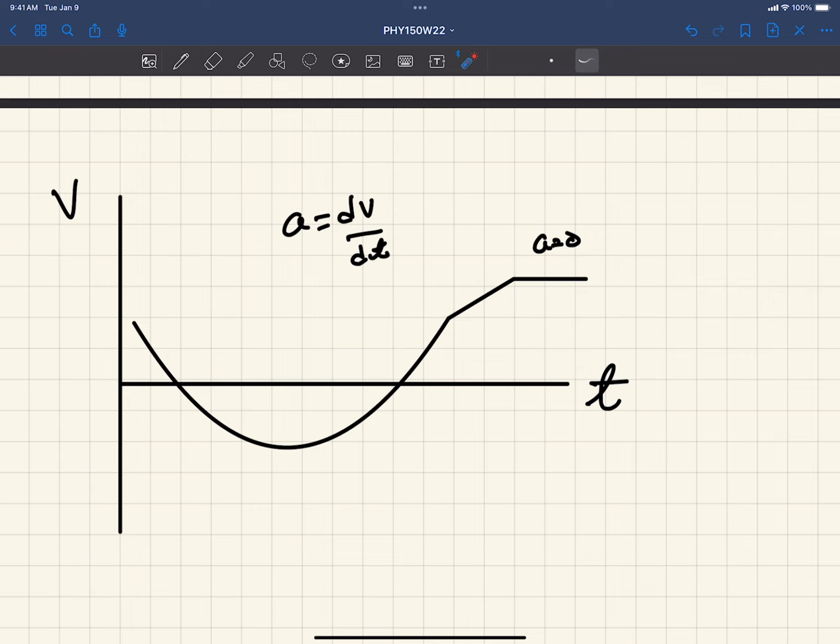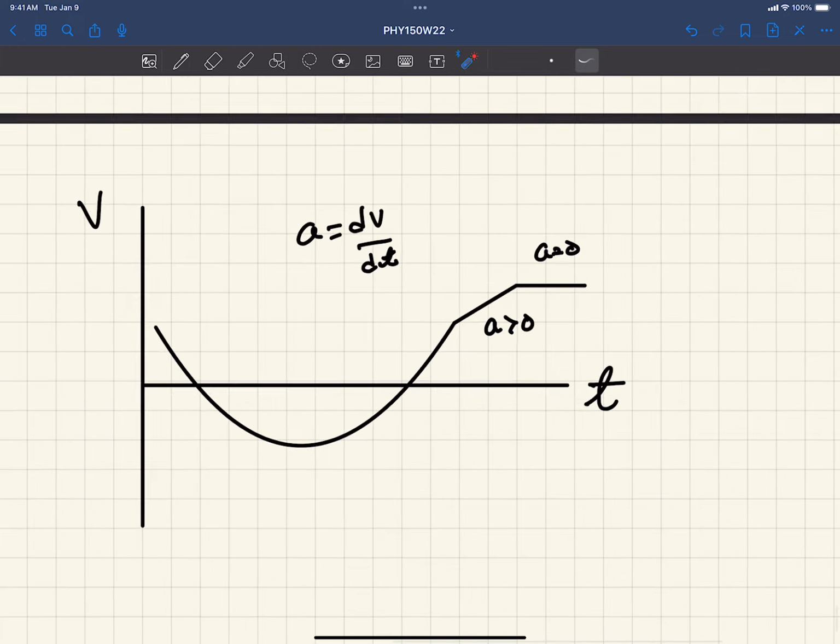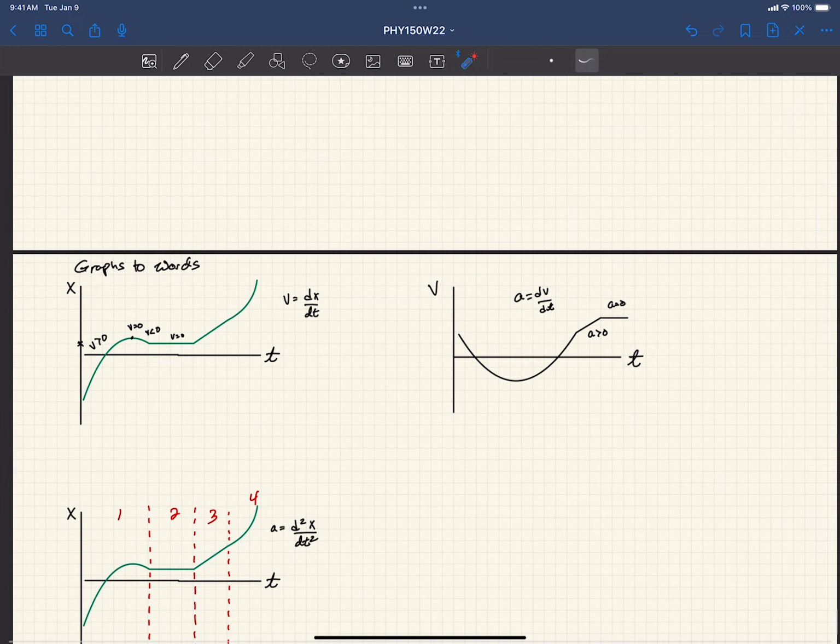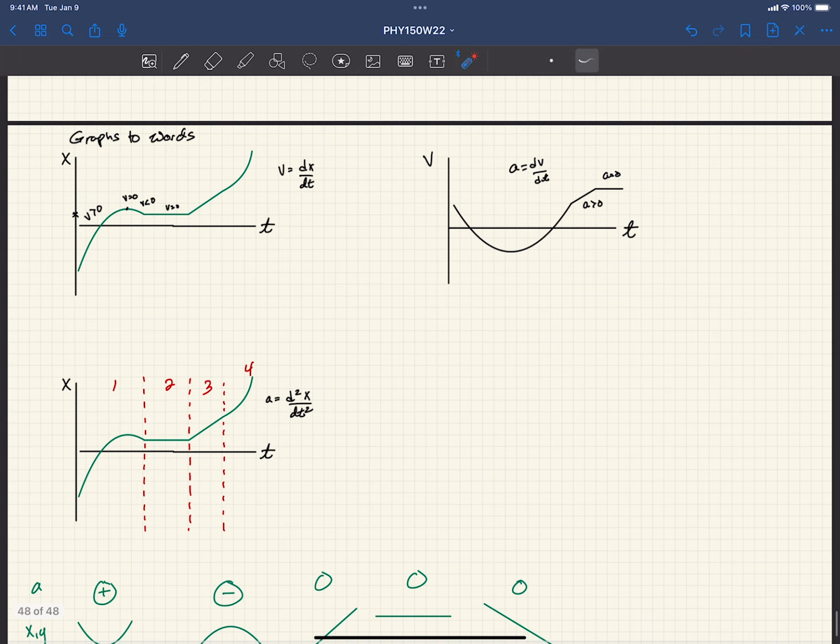All right. So in this region, the acceleration is what? It's going to be positive because the slope is positive, and it's going to have some fixed value. However, in this region here, the acceleration is going to be changing always. And we'll talk about how to use one of these curves to generate another one of these curves in our next exercise, which is graphs to graphs.